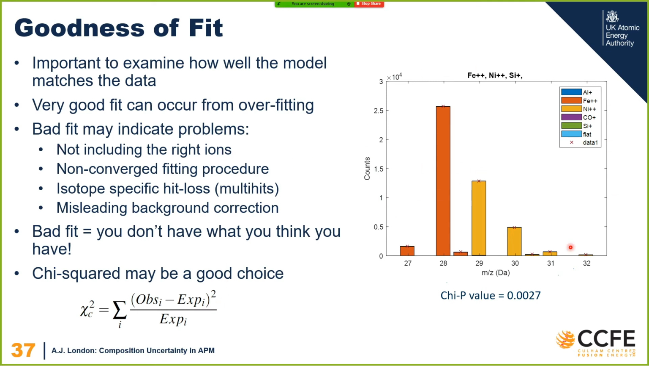whether your fitting procedure is converged or not, whether you have isotopic specific hit loss, or whether you've got wrong background subtraction. Goodness of fit is really important, and actually I think we should be reporting some measure of goodness of fit whenever we do any kind of composition, and it should always be there so other people can inspect it and check that what we've done is correct.